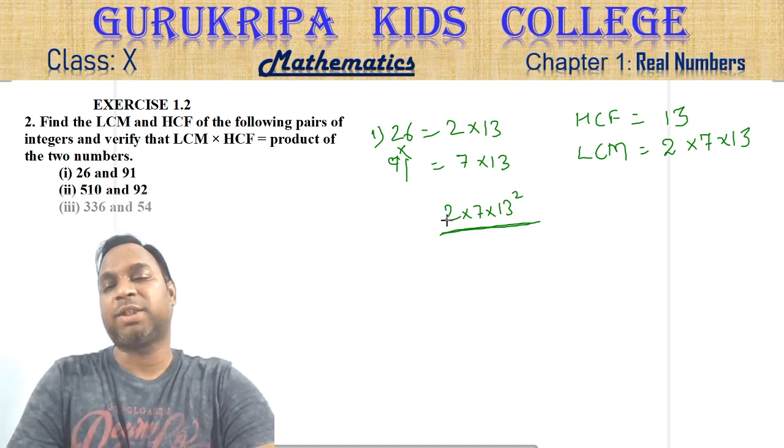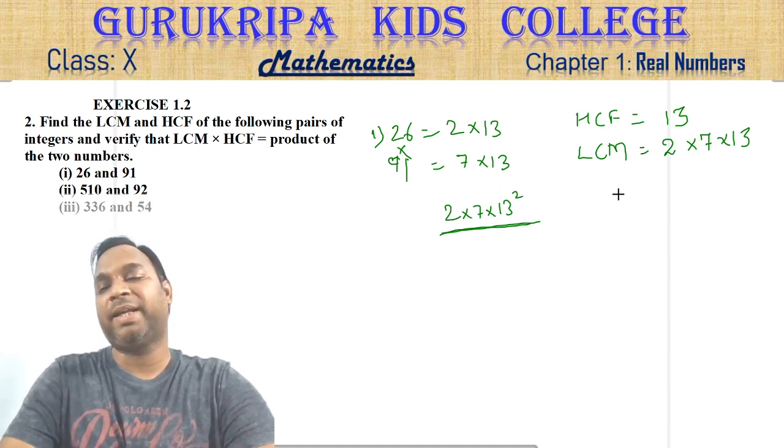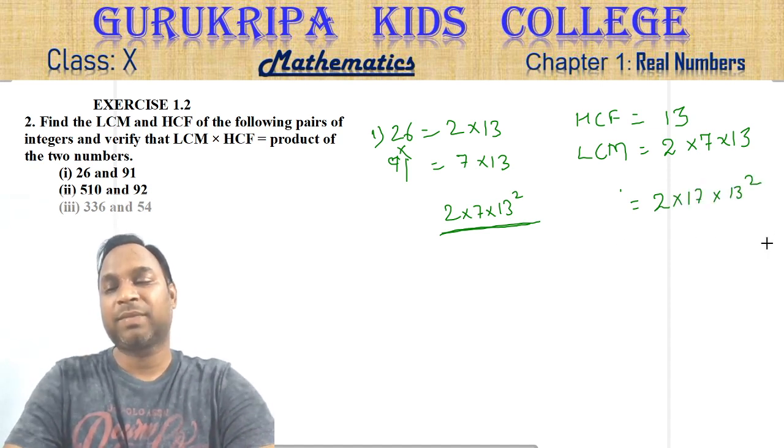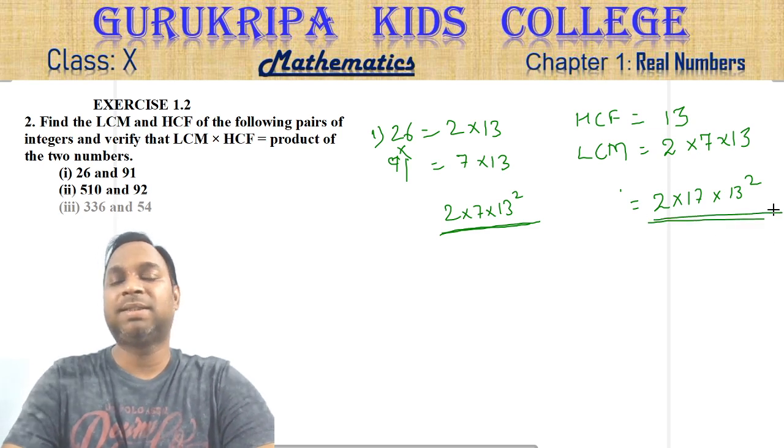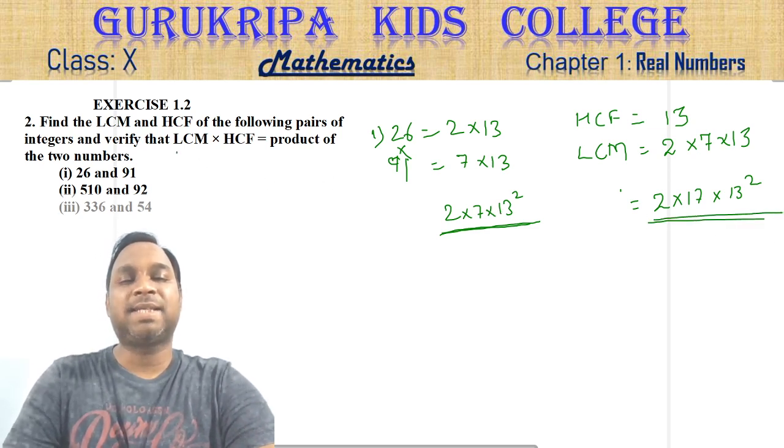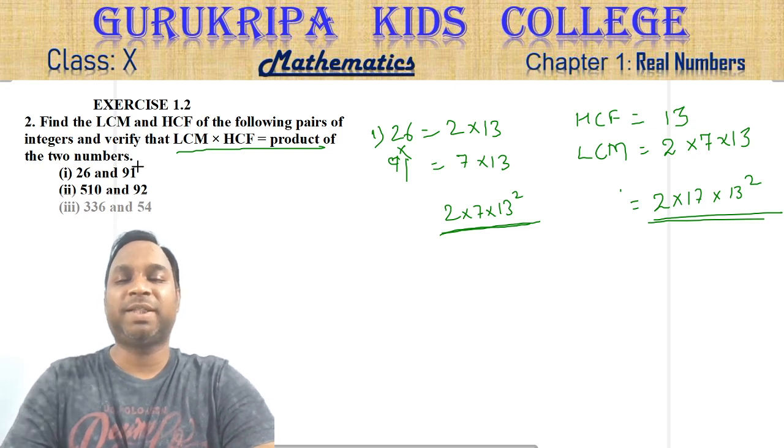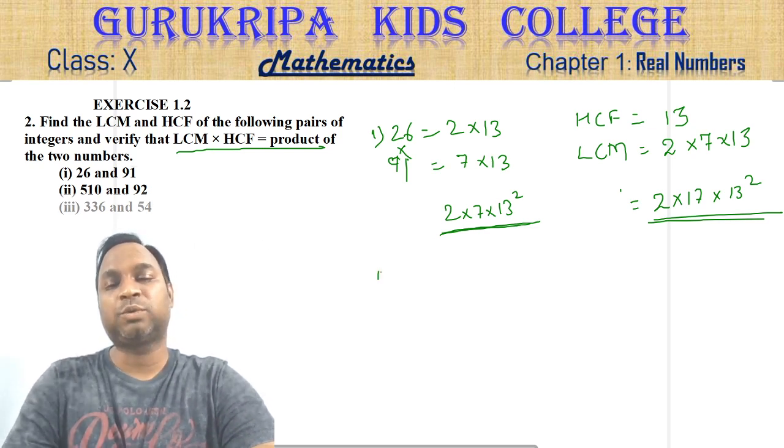Product will have only these things, 2 into 7 into 13 square. And here LCM into HCF will have 2 into 7 into 13 square. No need to calculate it again. So both these numbers are the same. Hence LCM into HCF is equal to product of the two numbers, verified. Come to question number 2.